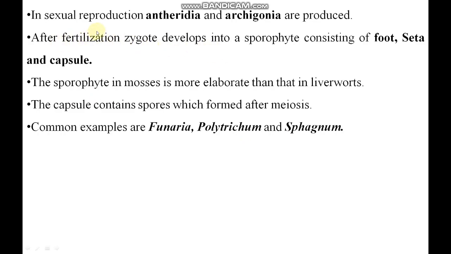In sexual reproduction, antheridia and archegonia are produced, and after fertilization the zygote develops into a sporophyte consisting of foot, seta and capsule, right? The sporophyte in mosses is more elaborate than that in liverworts. The capsule contains spores which are formed after meiosis. Examples of bryophytes are Funaria, Polytrichum and Sphagnum. These are examples of mosses, actually, right?